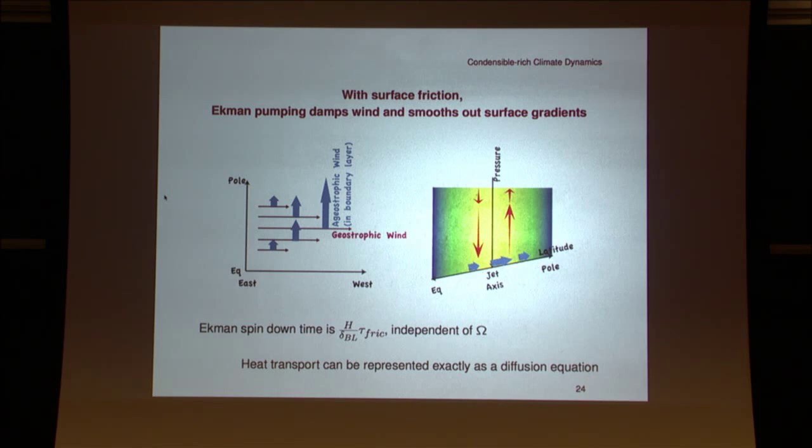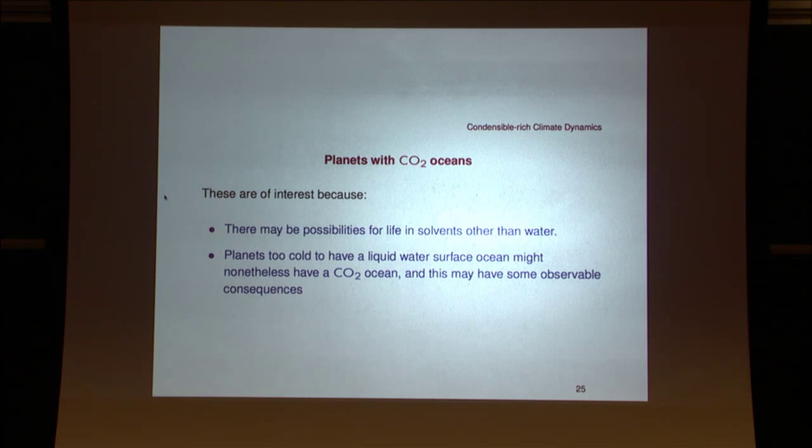Okay, so now we're on to the most fun stuff. I'm part of a small group that is thinking about life in non-water oceans. And one of the cases we're thinking about is CO2 and supercritical CO2. We don't know much about biochemistry outside of water. There are huge missing pieces of the understanding of life, and especially the emergence of life in water.